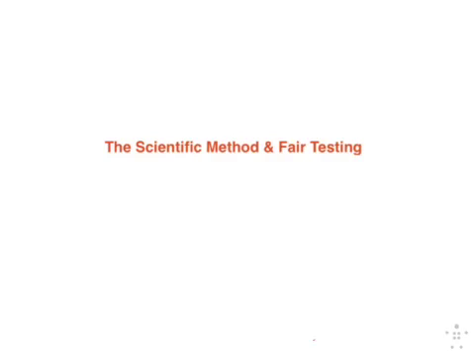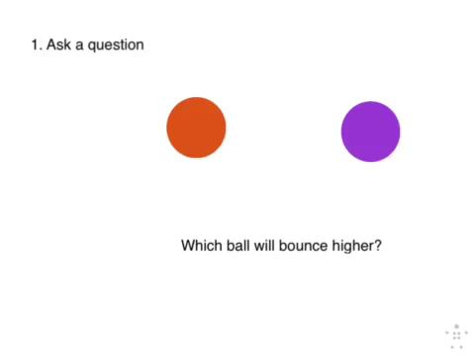We're going to have a look today at the scientific method and the idea of fair testing. This is what we're going to use to set up all of our experiments. Step 1 of the scientific method is ask a question. In this case, which ball will bounce higher, the red one or the purple one?